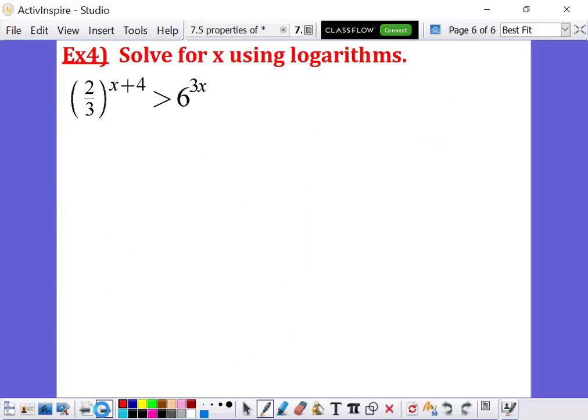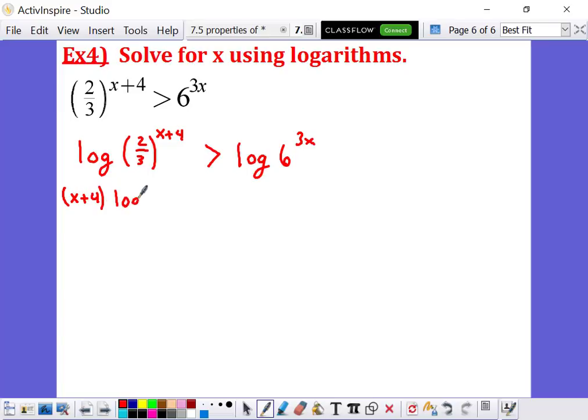This time we're going to look at what happens when you have a x on both sides of the inequality. Again, this is super similar to example 2 that we did a few pages ago. So we'll start by taking the log of both sides. So log of 2/3 to the x plus 4 power is greater than log base 10 of 6 to the 3x. You probably know what we're going to do. We're going to slide those exponents out in the front using the power property on both sides.